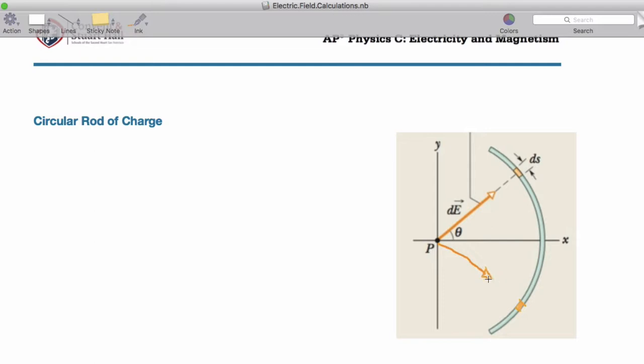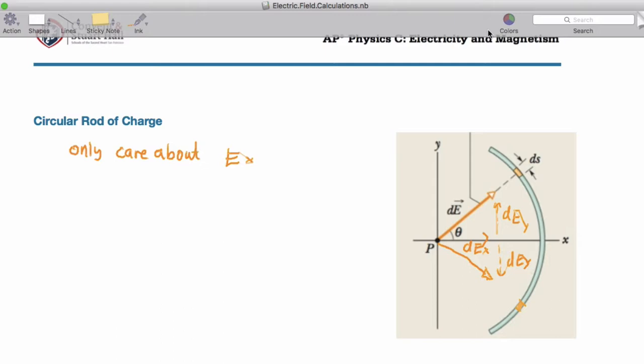So what that actually means is we have a y part here and a y part here that cancel. So we only care about the x component of the E field. So we only care about Ex because the y parts cancel.